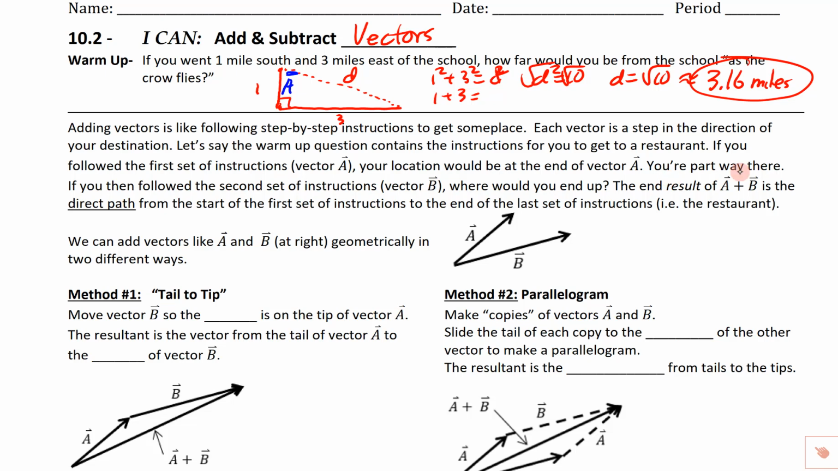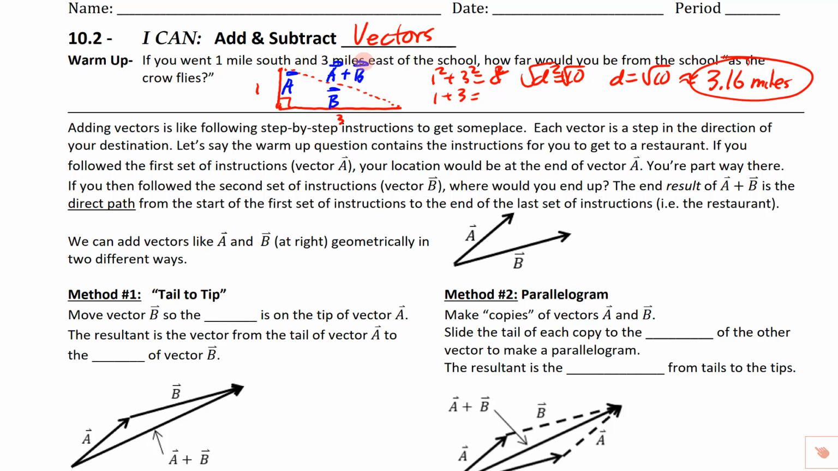And then if we followed the second set of instructions, we'll call that vector B. So we do vector B. We're going to end up right there. So we follow the first set of instructions here, and then we follow the second set of instructions over here. And then where would we end up? We'd end up at the restaurant right here at the end. So the result of adding A and B is the direct path. It's this direct distance right here. So I'm going to erase that D, and I'm going to write that this vector right here, this distance, would be vector A plus vector B.